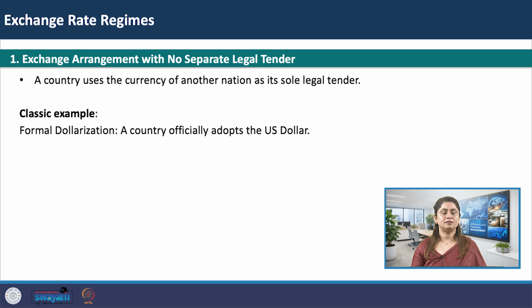First one is exchange arrangement with no separate legal tender. This is sometimes called dollarization, though the principle applies to any currency. What does it mean? A country literally uses the currency of another nation as its sole legal tender. It does not issue its own currency at all. The only currency circulating is the foreign one, usually the US dollar, but it could be any major currency.